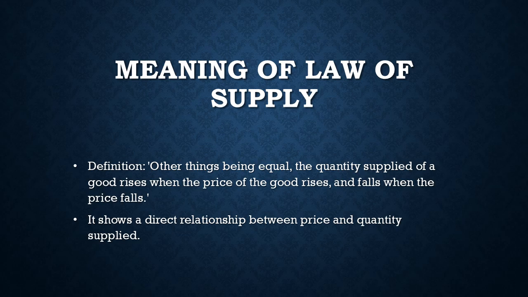For example, if the price of rice goes up from rupees 30 to 40 per kg, farmers will be happy to sell more rice. But if the price drops to 20, they may sell less or wait for a better price. This is why we say higher the price, higher the supply. Lower the price, lower the supply. This rule is called the law of supply.